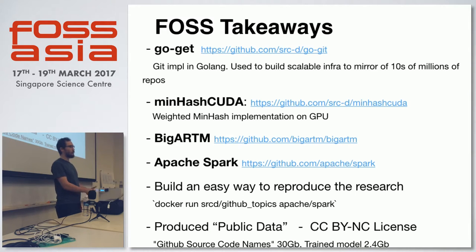There are two other projects that were out there and that we use. This is BigARTM for topic modeling, and Apache Spark, which you may know is pretty famous these days. Except for that, we went a bit further. We wanted to simplify the reproducing of these results. We built Docker images so that one Docker command can run and get the processing pipeline running on your machine. And we published some data with it, actually all the extracted names, so you can run other machine learning algorithms on the same data, or you can just use the trained model, the one that I mentioned, that we use for clustering.